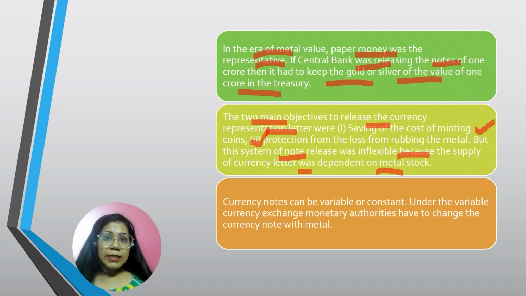Now, on the basis of the minimum fund of rupees 200 crores, the Reserve Bank can release notes without any limit. Now this system is very flexible, but the fear of an expansion of too many notes occurs. Now the currency notes can be variable or constant. Under the variable currency exchange, monetary authorities have to change the currency note with metal. And under the constant currency paper, the Reserve Bank gives the guarantee to change the paper notes into token coins or other notes, but not to change into gold and silver. So let's see this in the next slide. I hope this is clear.